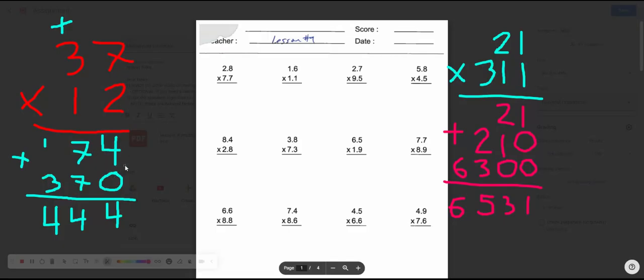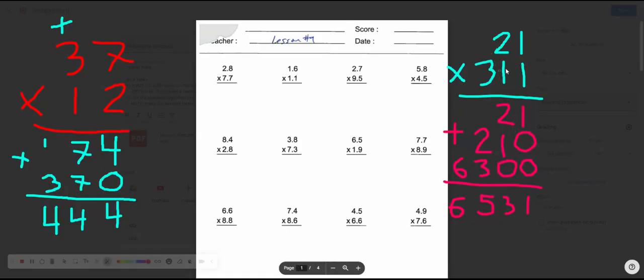So what I'm trying to get at is your bottom factor, however many digits there are, that's how many products you'll have to add up. So if you want to save yourself some work, always try and put the factor with the lower amount of digits on the bottom. And that way you'll have less products to add together.